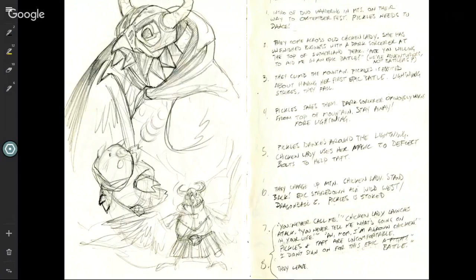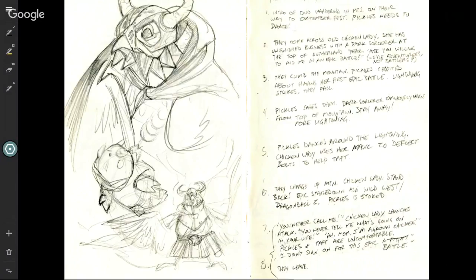This is where we get more of her dancing. Chicken lady uses her magic to deflect bolts to help Taft. And page 6, they charge up the mountain. Chicken lady says, stand back. Epic stare down, a la Wild West Dragon Ball Z. Pickles is stoked. Page 7, you never call me, the chicken lady says.